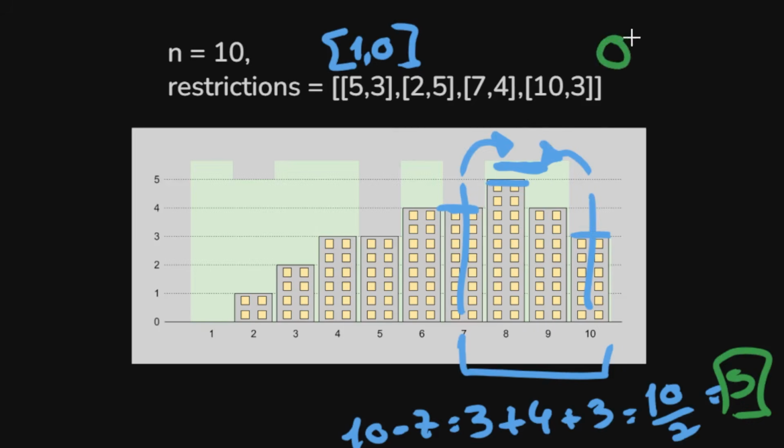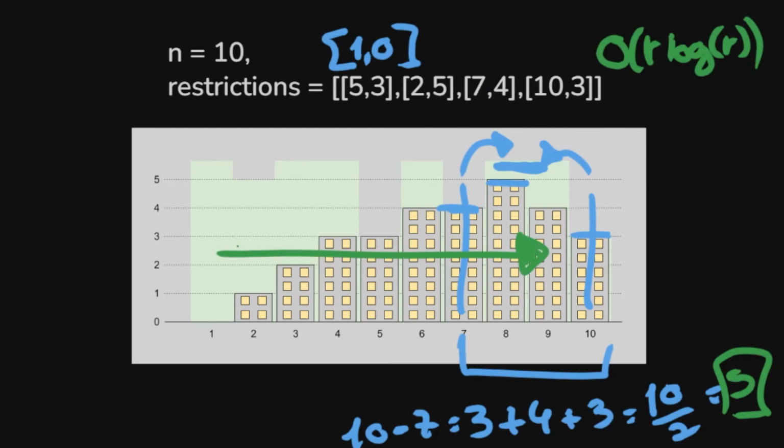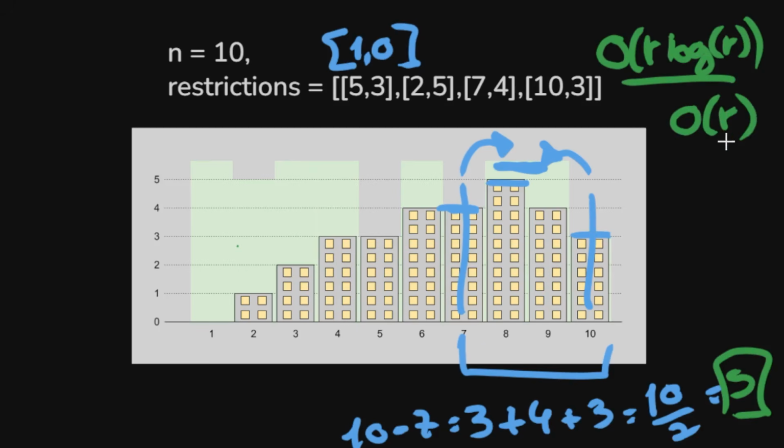Time complexity for this approach is big O of r log r. Why? Well, remember that we are sorting this array in order to iterate restrictions in order. Space complexity is big O of r, which is given by sorting in Python. With this in mind, let's go with the code.